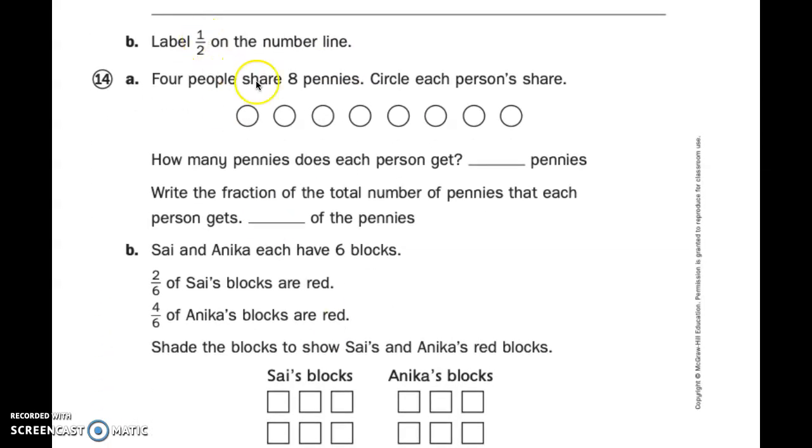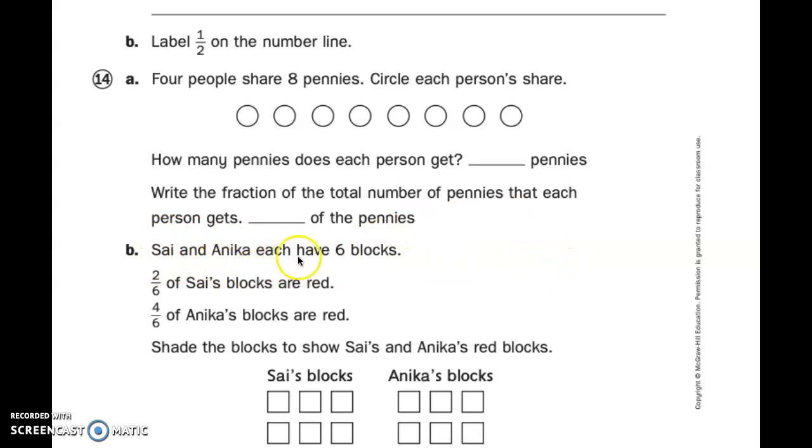Number 14A says 4 people share 8 pennies. Circle each person's share. Okay. 1, 2, 3, 4, 5, 6, 7, 8. Here's your 8 pennies. 4 people share them equally. Circle each person's share. So split that up to where the 4 people are going to share them. How many pennies does each person get? Write the fraction of the total number of pennies that each person gets. So number of pennies, or the fraction of the pennies they get. What part of the whole do they get?